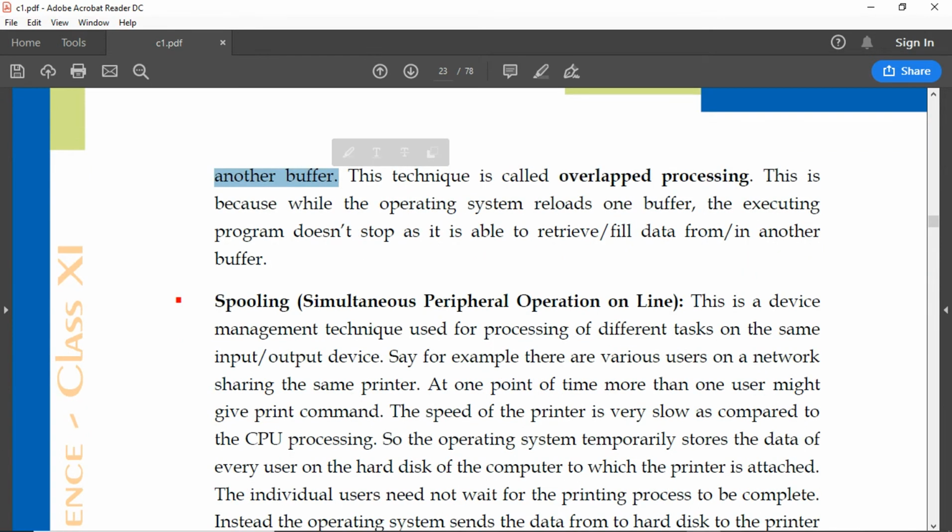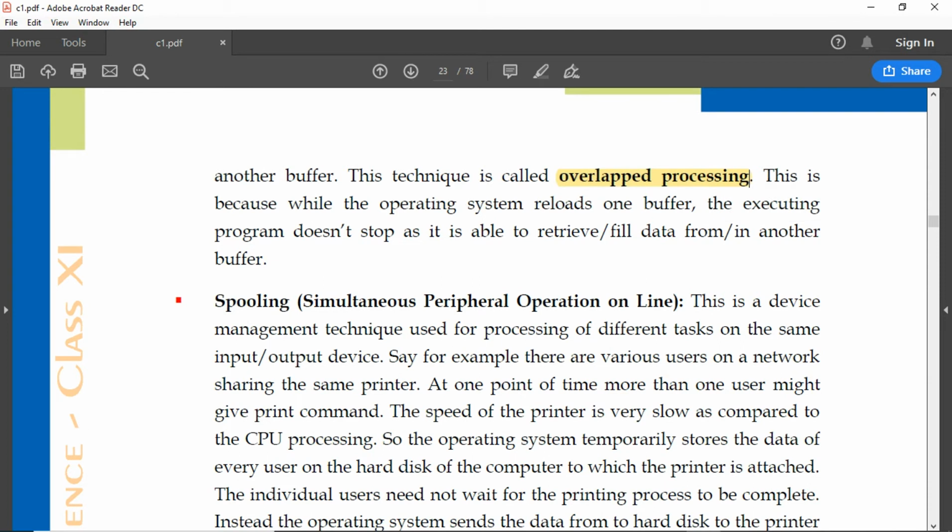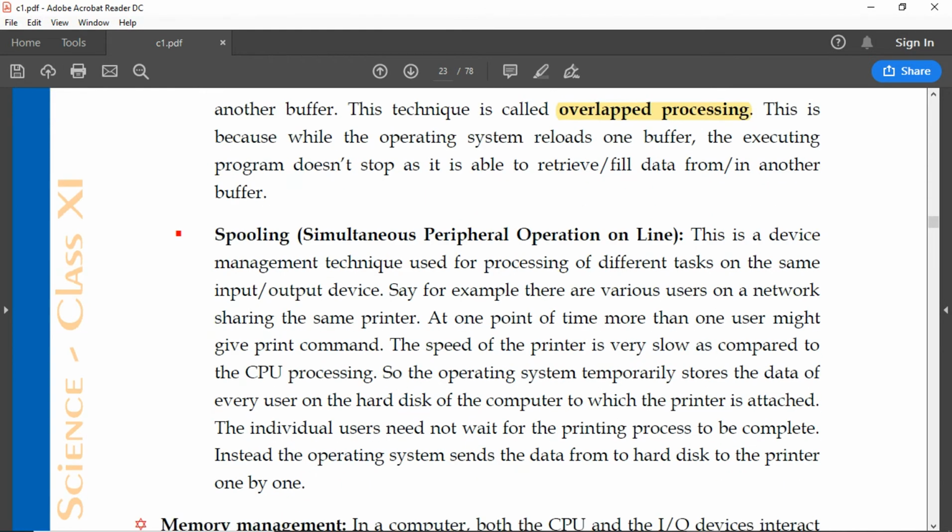This technique is called overlapped processing. This is because while the operating system reloads one buffer, the executing program doesn't stop as it is able to retrieve or fill data from or in another buffer.